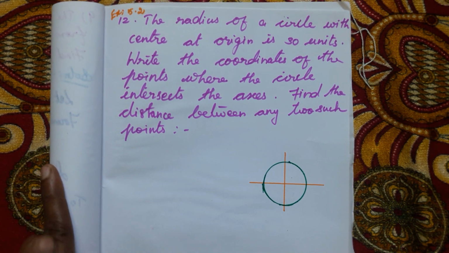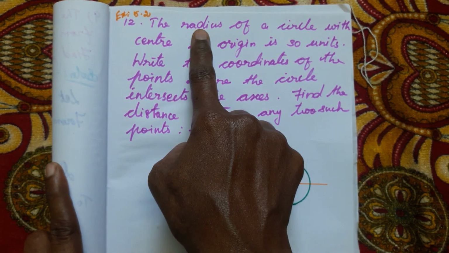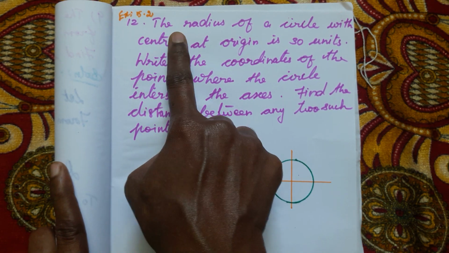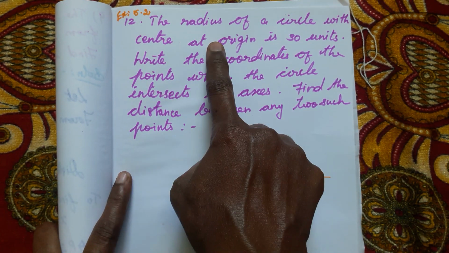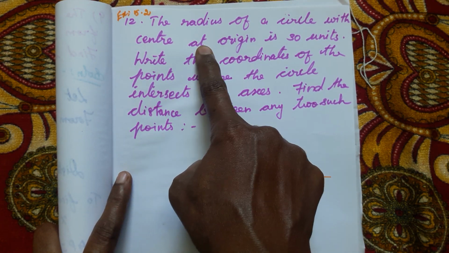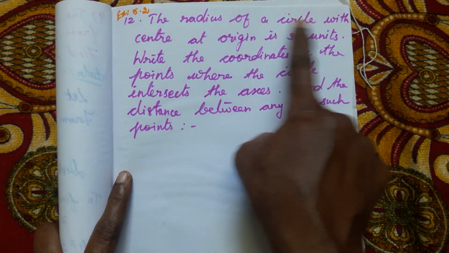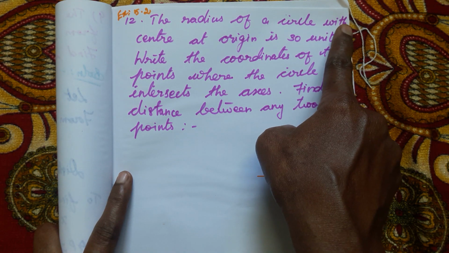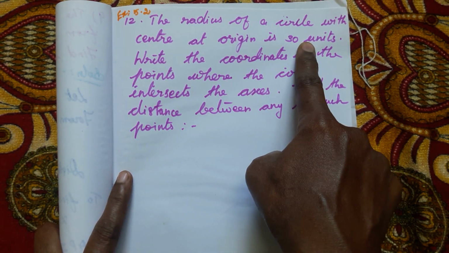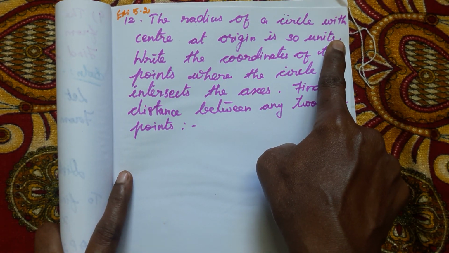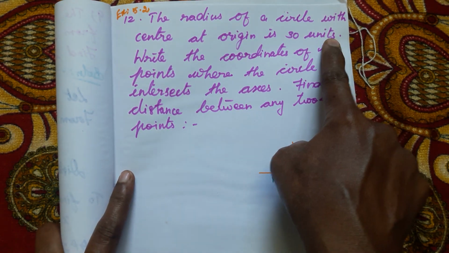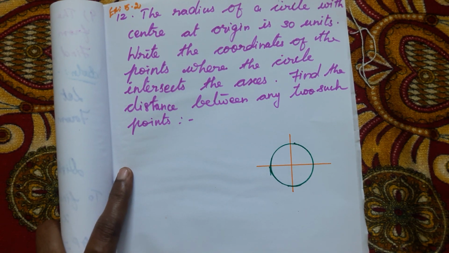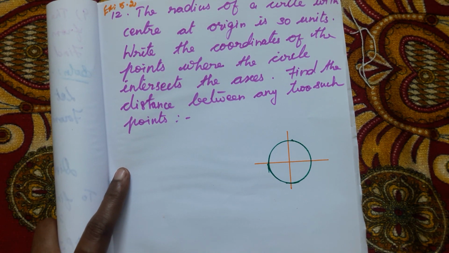Here only one problem, Exercise 5.2, 12th problem, I want to complete. The radius of a circle with the center at the origin is 30 units. Center is origin. Next the radius is 30 units. What is given? Radius is equal to 30 units.